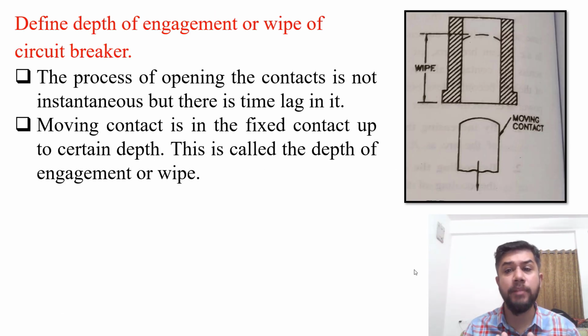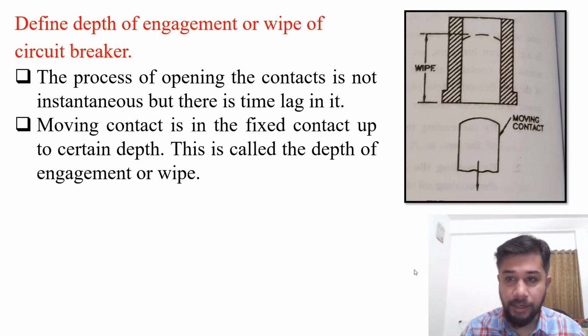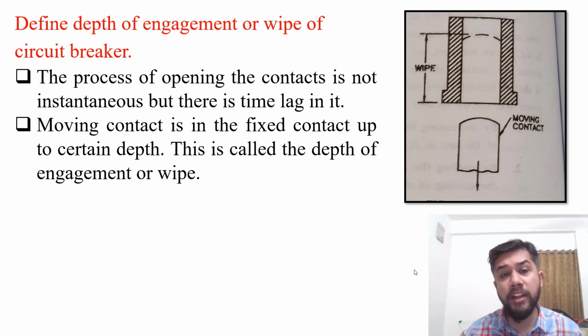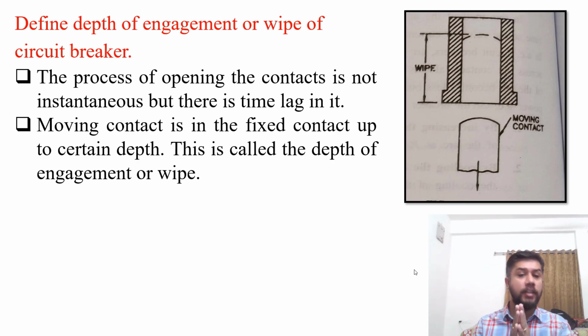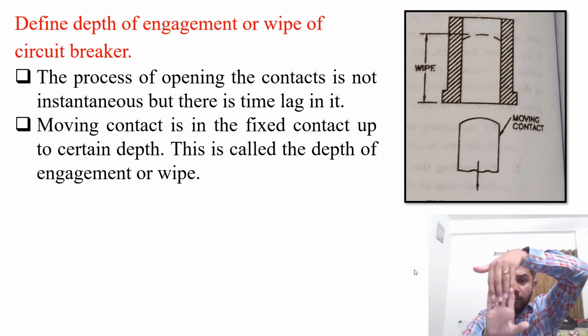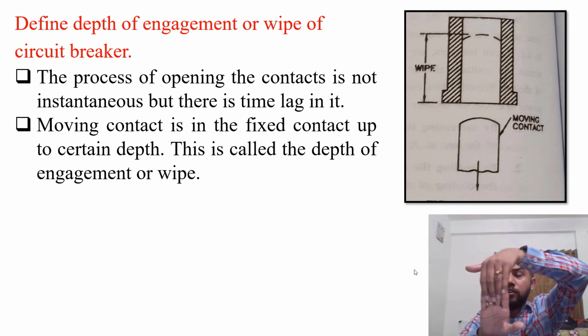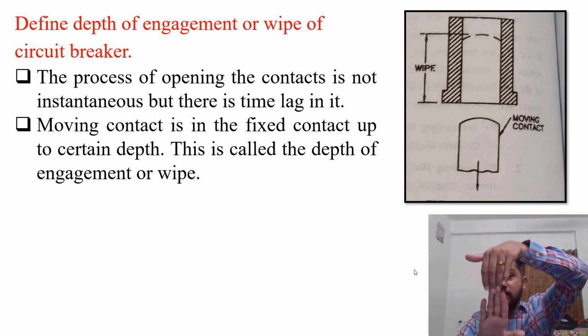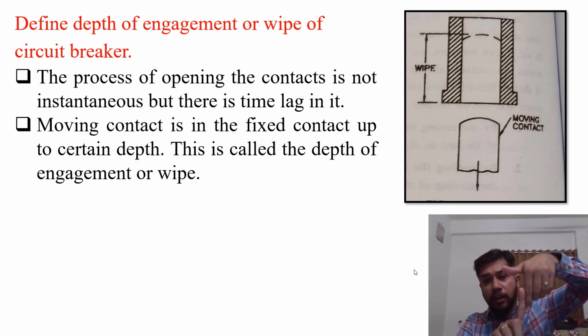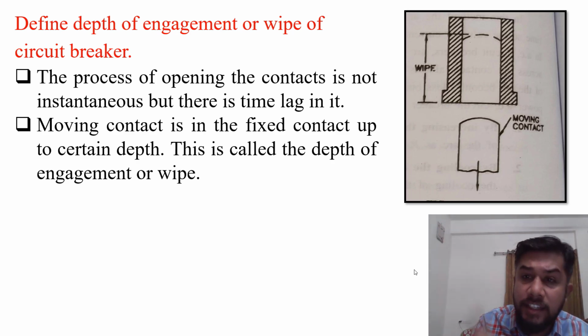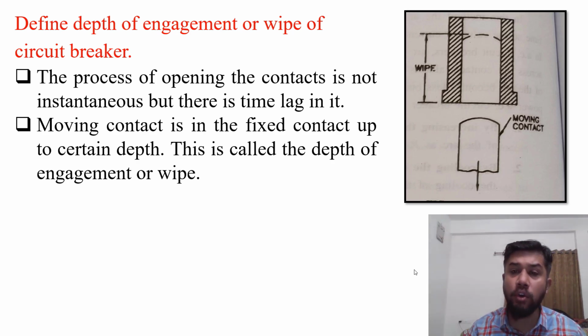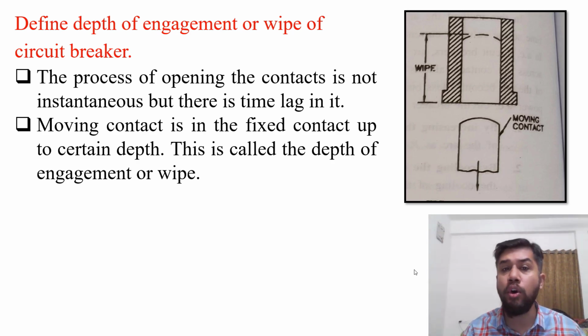Define depth of engagement or wipe of circuit breaker. So the process of the opening of the contacts is not instantaneous, but there is a time lag in it. So moving contacts are generally inserted into a certain depth of a fixed contact. So whenever the energization of a coil happens, the contacts are separated. So the depth up to which these moving contacts are inserted into a fixed contact is called the depth of engagement or wipe.